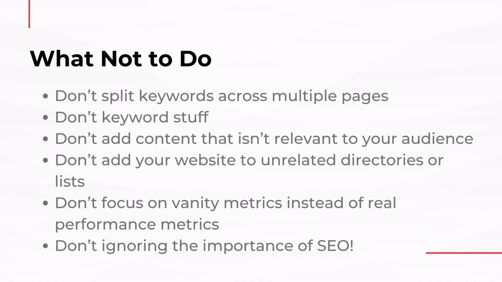We've talked about what you should do, but here are some of the things that you should try to avoid. Don't split keywords across multiple pages. It is much better to create what we call a hub page or some pillar content that covers all areas of a particular topic than it is to have multiple pages ranking lower for the same keywords.